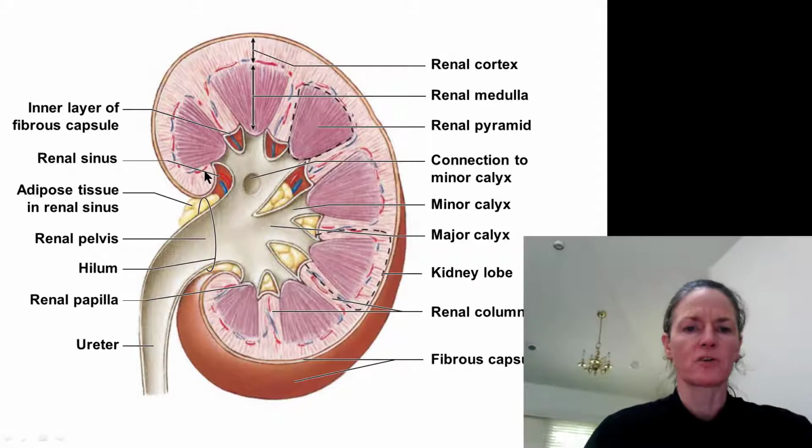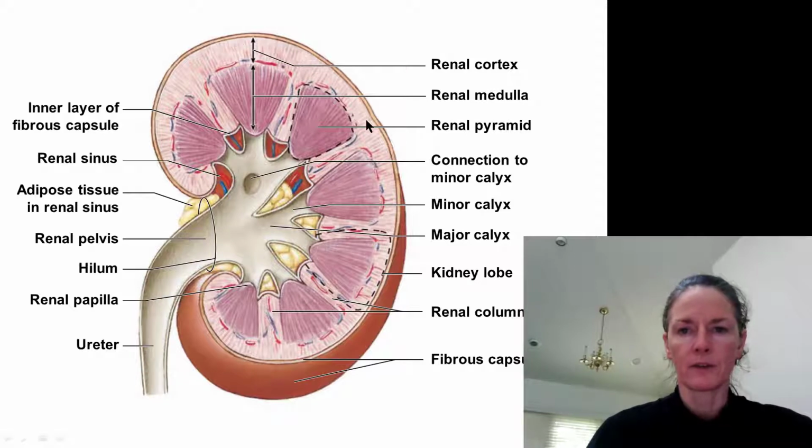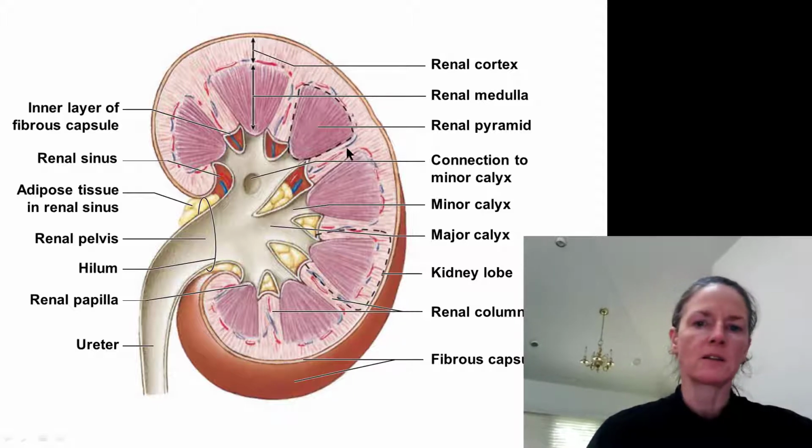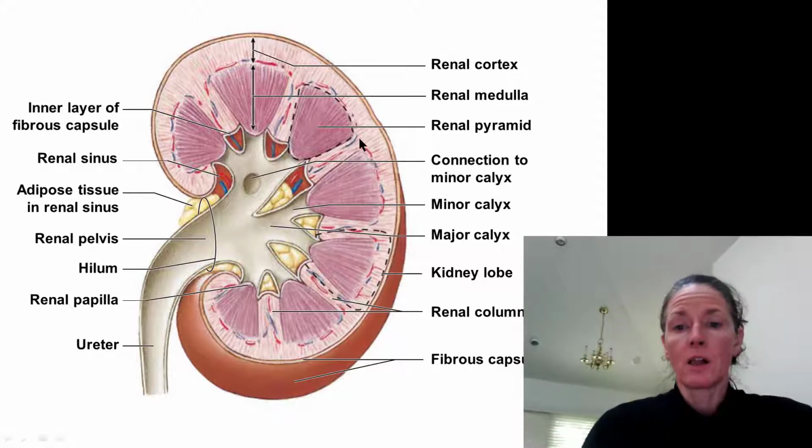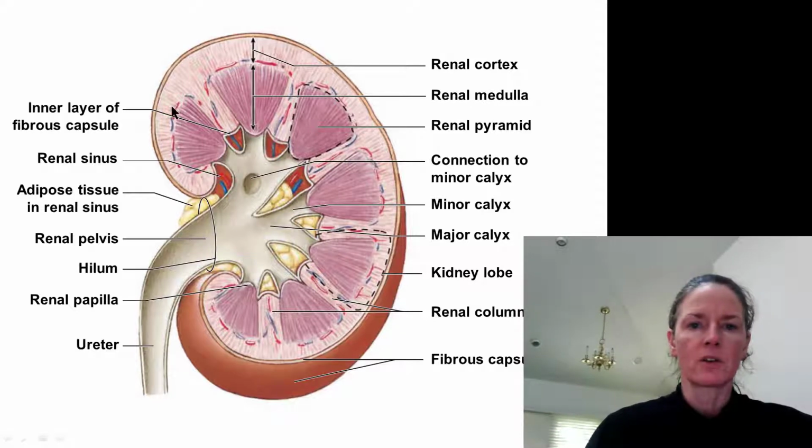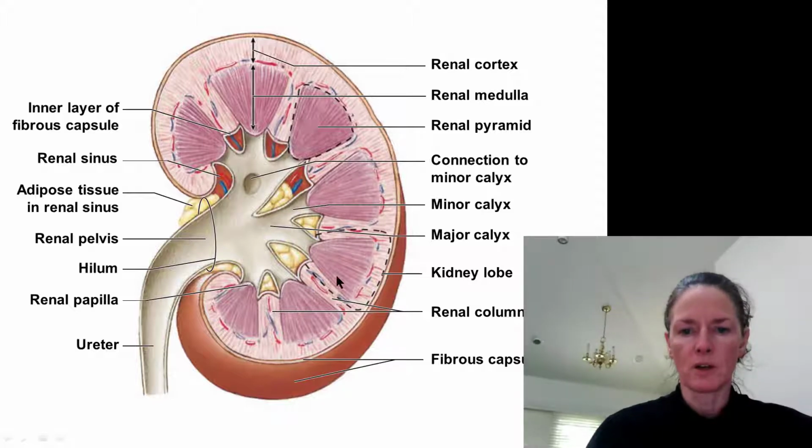Now let's talk about the structure of the kidney. Below the fibrous capsule, we have the renal cortex, and that's this stuff right here. Now the renal cortex has these extensions, these column-like extensions down toward the center of the kidney. And these are called renal columns. And all of this here, anything from here to here is going to be the renal medulla. So all of this is the renal medulla.